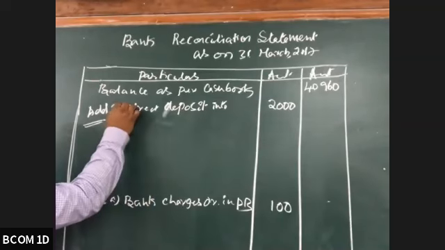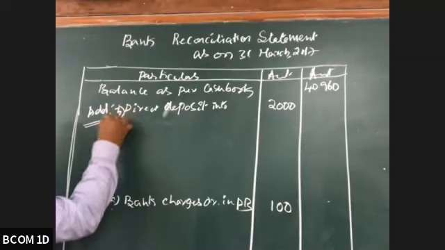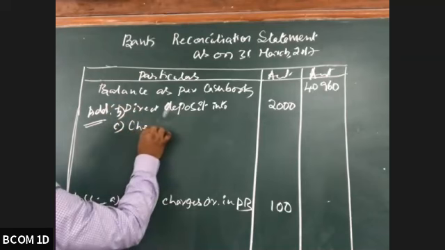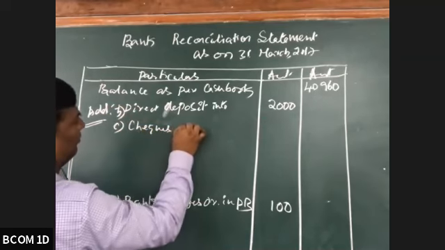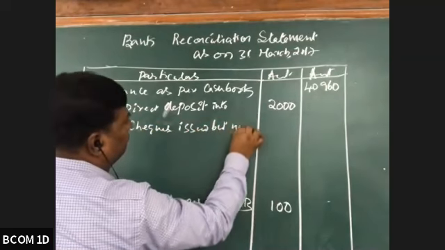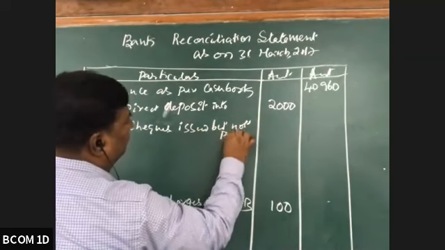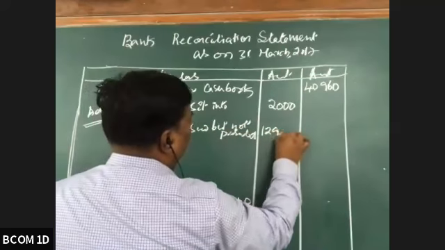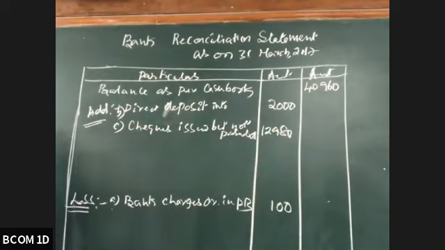Checks issued but not presented. 12,980. Next transaction, please. C is done. D.